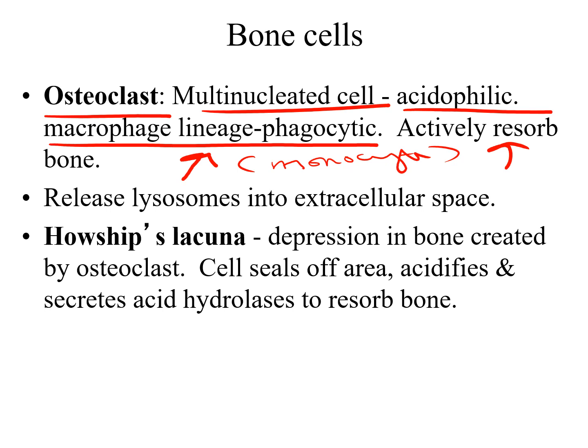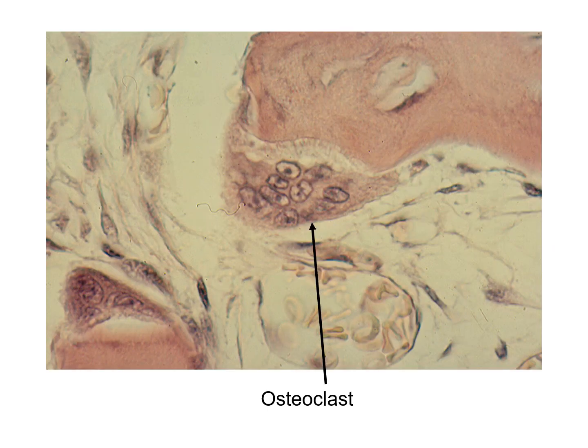Usually these cells release lysosomes in the extracellular space, and this is responsible for the bone breakdown. Usually there will be a formation of what we call Howship's lacuna, which is a depression in the bone created by the osteoclast. So the cell here, you can see, this is the osteoclast. This is multinucleated. We can see the cytoplasm. The color is pink, so that's why we said it's acidophilic. And we can see here, this is the area of the depression. This is the area of the Howship's lacuna. And at this area here, there will be a release of the lysosome, and this will result in the breakdown of the bone.